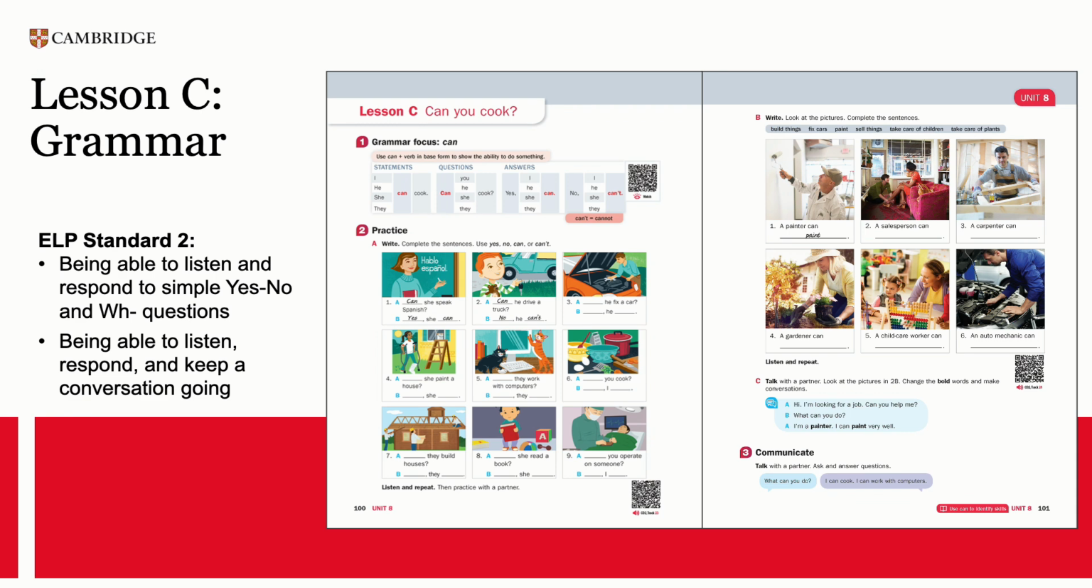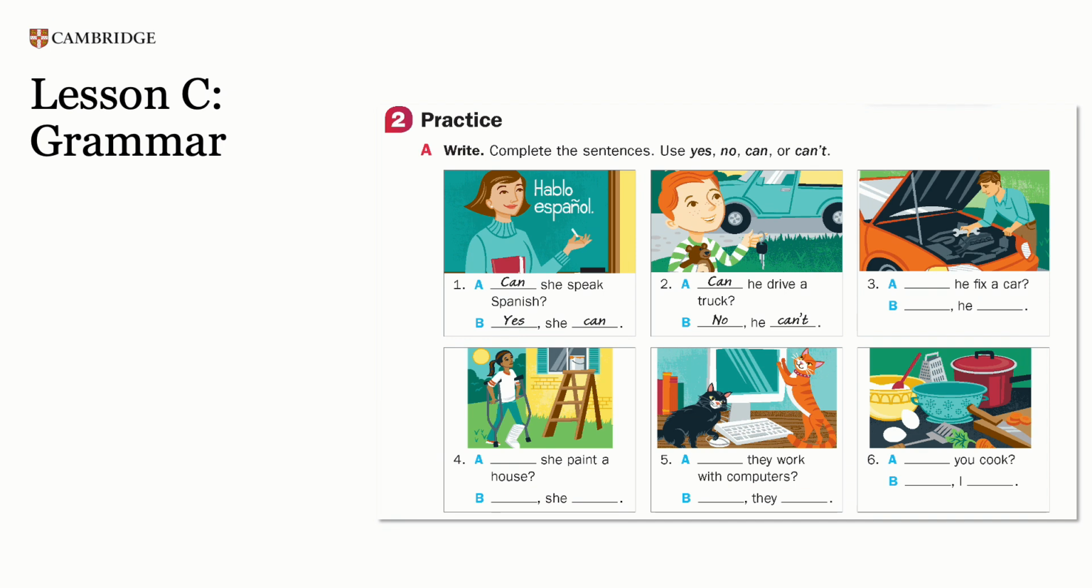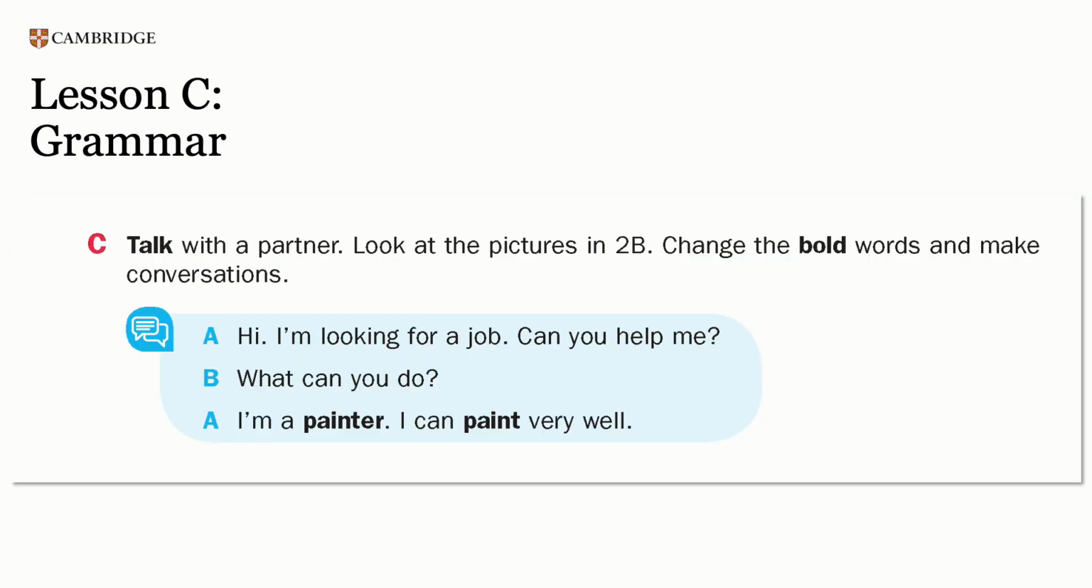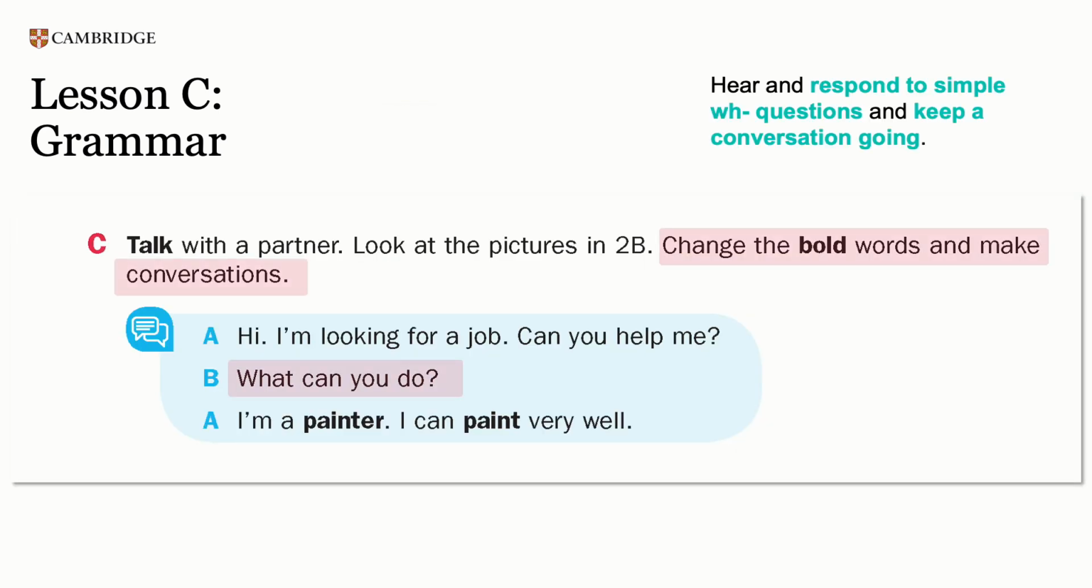Notice how Exercise 2 does exactly this. In Exercise 2A, as the students practice grammar, they hear and respond to simple yes, no, and WH questions. Then in Exercise 2C, students hear and respond to simple WH questions and then keep their conversations going.